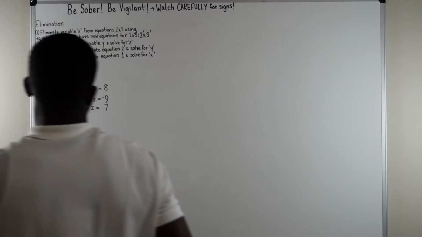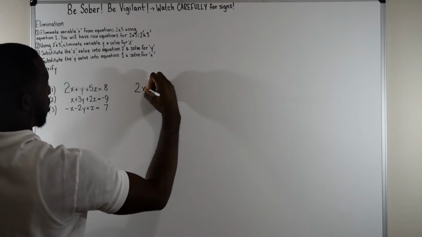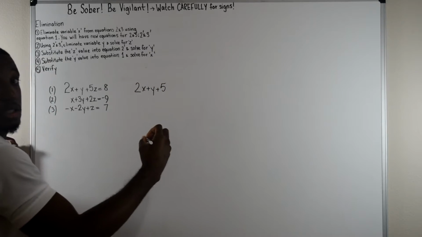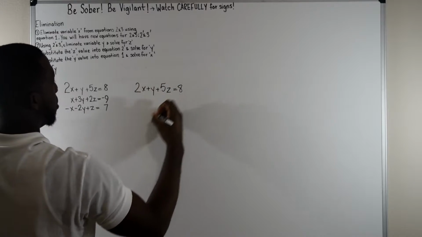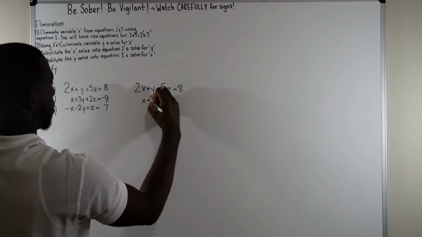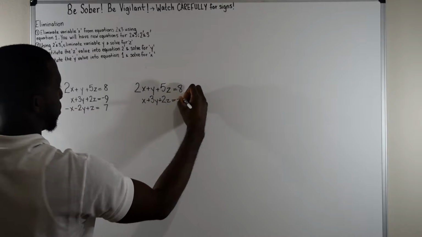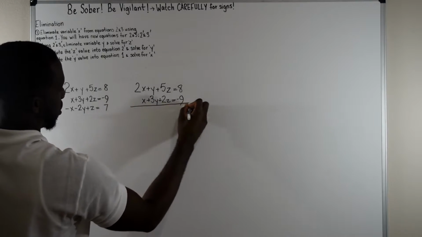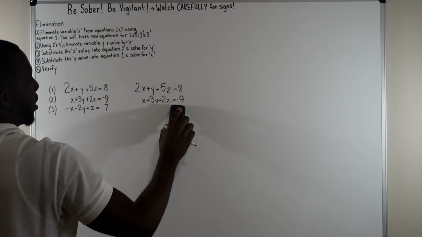Okay, so let me get on this side so you can see. All right, so we got equation 1. We got this. You see? All right, cool. Okay, and then we got equation 2. So we're going to eliminate the x variable. So how would I do that? Let me erase this. How will I do that?